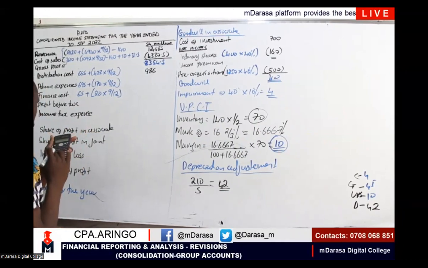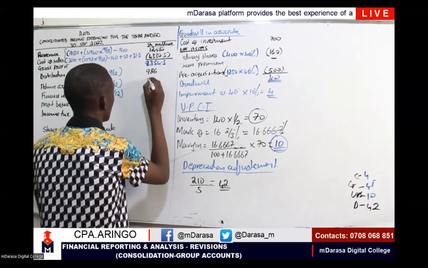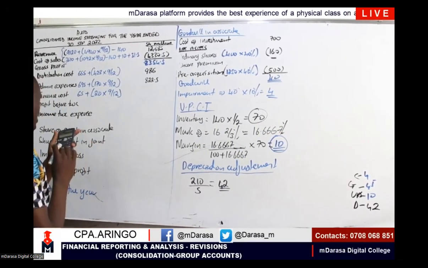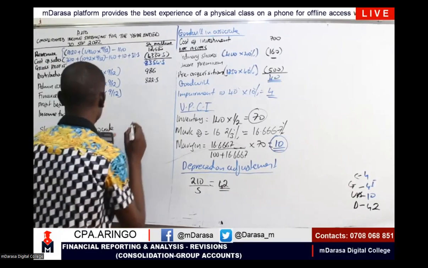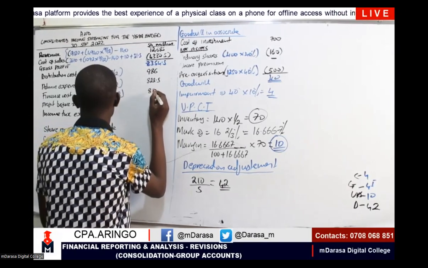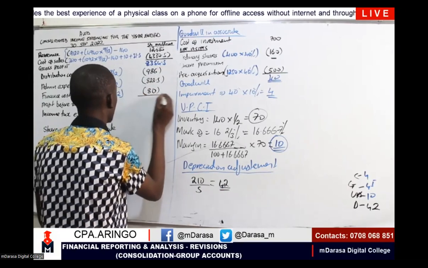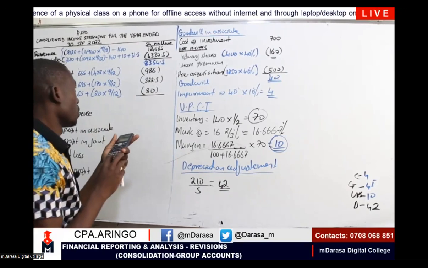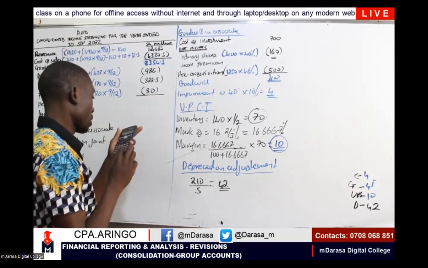695 plus 170 by 9 over 12. This should give us a figure of 822.5. 65 plus 20 by 9 over 12, 80. So remember, this one we need to deduct, so that at the end of the day, my profit before tax, I should be talking of 80 plus 822.5 plus 986.